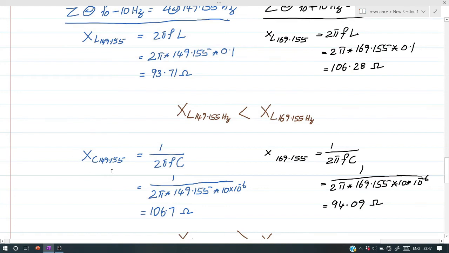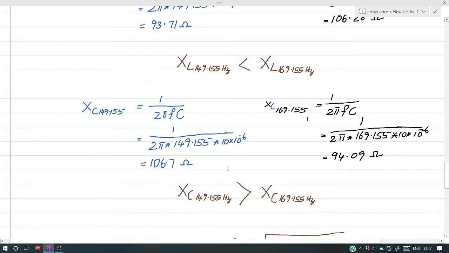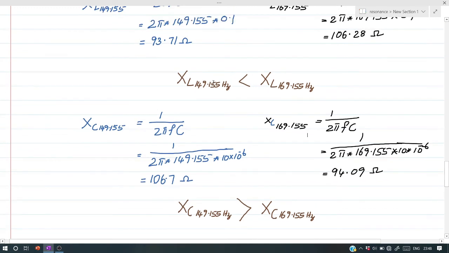Next, we can calculate the capacitive reactance corresponding to 149.155 Hertz. It is obtained as 106.7 ohm. And the capacitive reactance corresponding to 169.155 Hertz is obtained as 94.09 ohm. From here, it is clear that capacitive reactance is more for a frequency less than resonance frequency, and capacitive reactance decreases as frequency increases. Here it is clear that inductive reactance increases as frequency increases. Here capacitive reactance decreases as frequency increases.